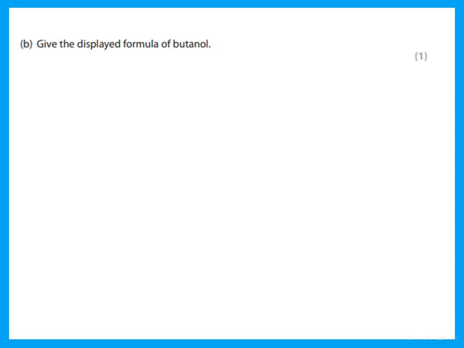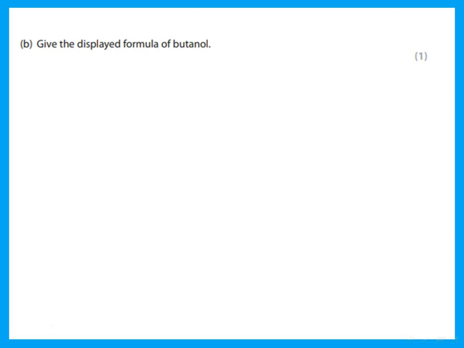Give the displayed formula of butanol. Again, remember, displayed formula means all the bonds and all the atoms shown. Butanol, how shall I draw it? Well, but means how many carbons? But means 4 carbons.